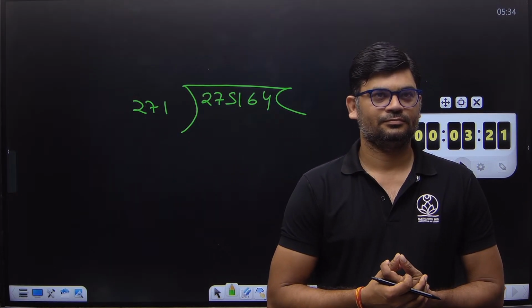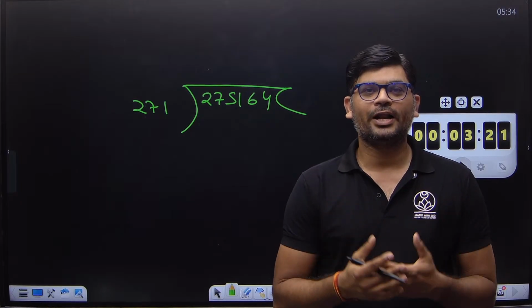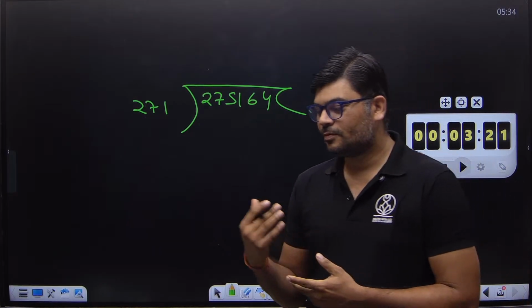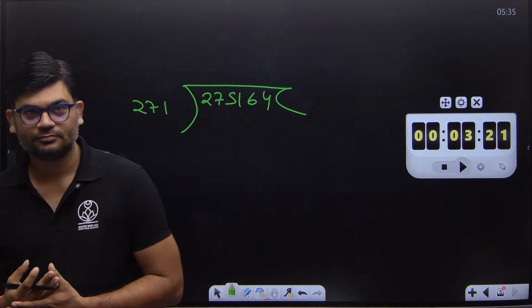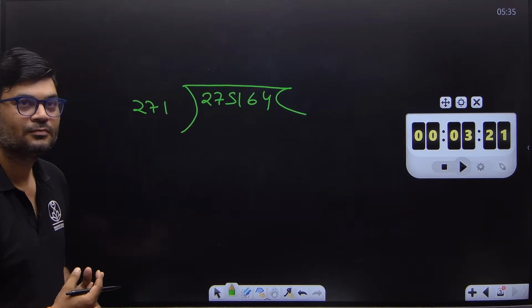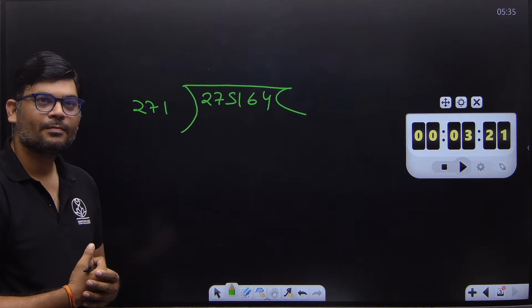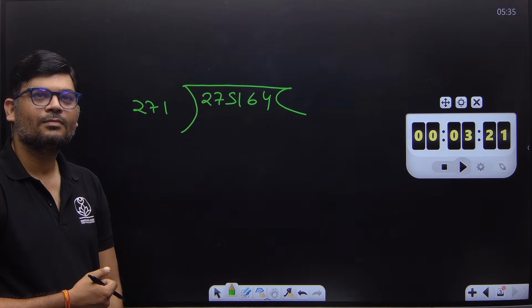I mean, I could try. How will you try? What is your approach? I would just try to see how much 271 could go into 275.